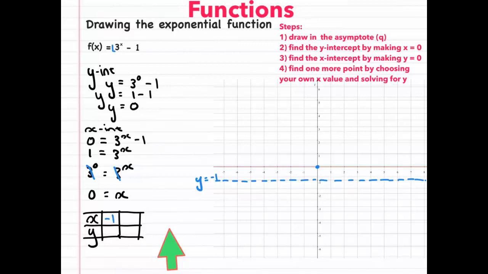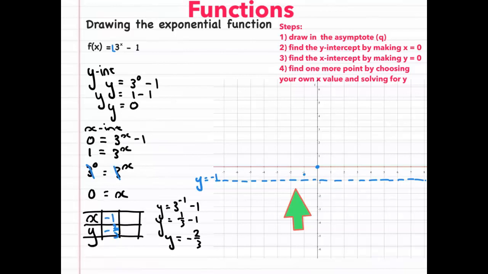It will be y equals 3 to the power of -1, minus 1. So that will be y equals a third minus 1, and then we will get y equals -2/3. Now to go and plot that point. If x is -1, y will be -2/3, which is between 0 and -1, so it will be somewhere there, right? Okay, let's just make it there.